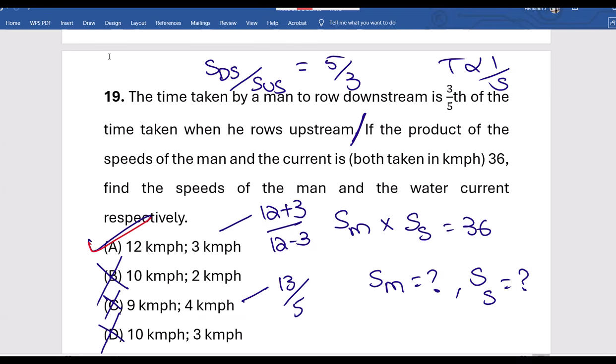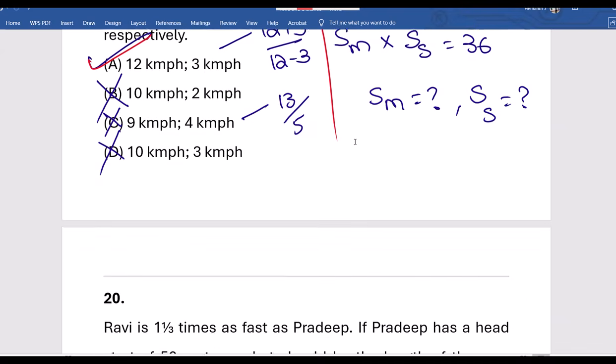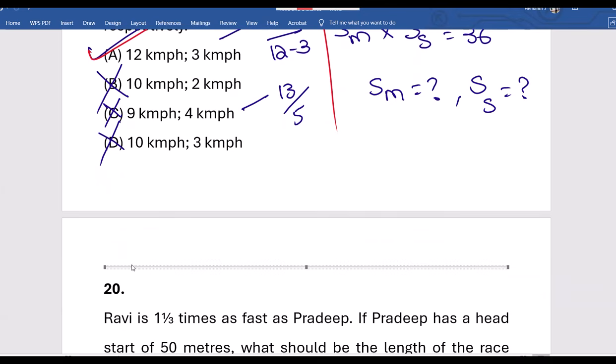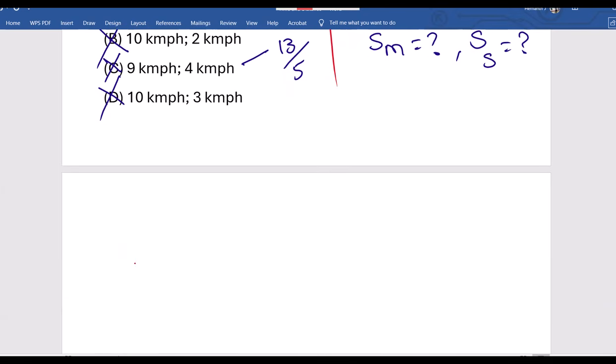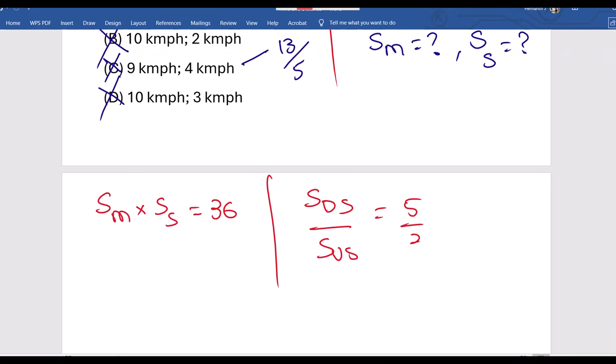Or else, my dear friend, this is 5k and 3k. Sir, I don't want options, please solve this question without options. Okay, you can handle it easily. See, SM into SS is 36. Here, speed downstream divided by speed upstream is 5 by 3. In fact, this is SM plus SS divided by SM minus SS. With common sense, I can directly say it's 4 by 1.